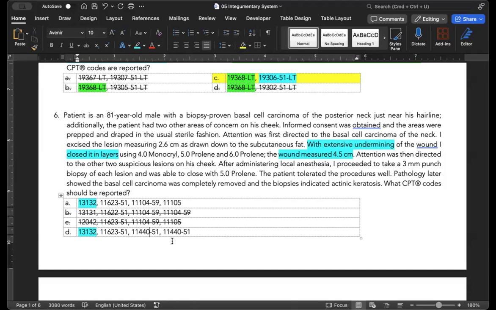So for the 2 suspicious lesions on the cheek that were 3 millimeters, are we going to report the biopsy? Or are we going to report an excision? Yep. We're going to do the 11104 because they stated that it's a punch biopsy.